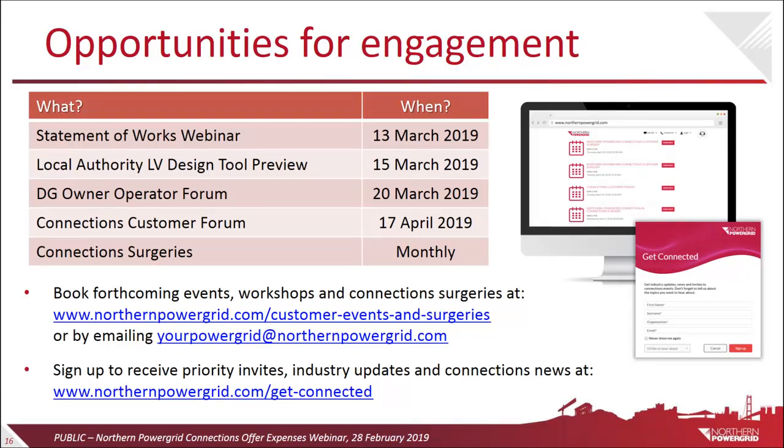There's a DG owner operator forum on the 20th of March, again looking to get in a room with customers, discuss with them what we do, outage requirements, planning requirements, and again that two-way interaction allows you to understand where we are heading in terms of information, curtailment impacts and so on. That will be the third DG forum, so we're seeking to continue and enhance that arena.